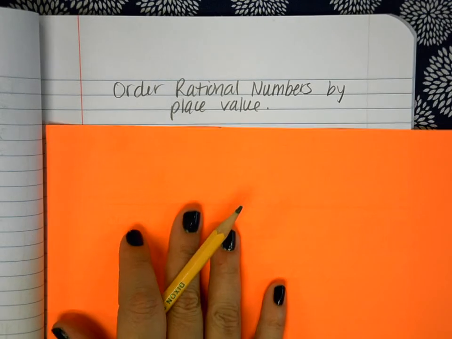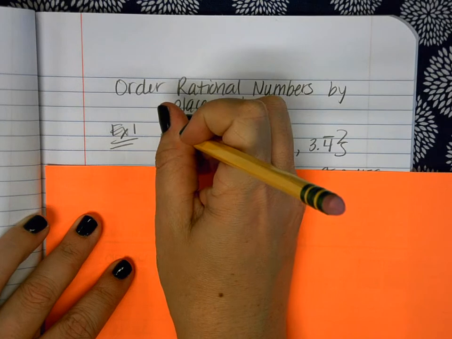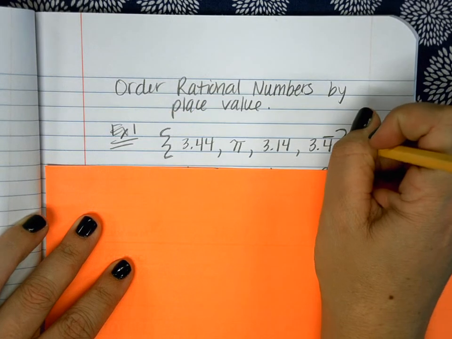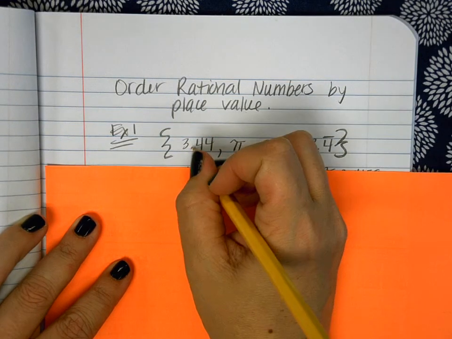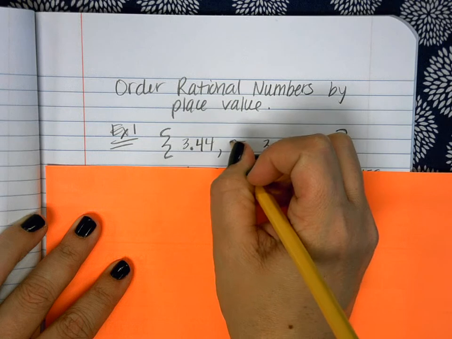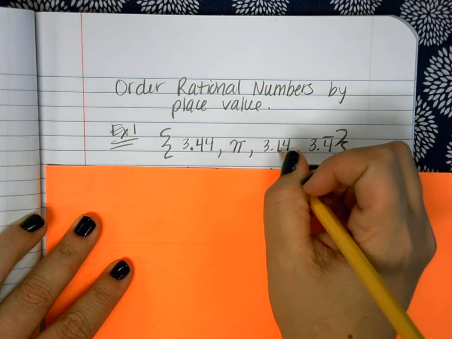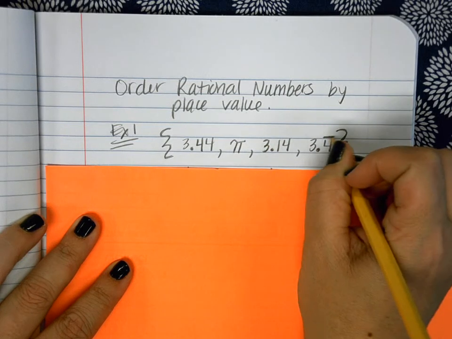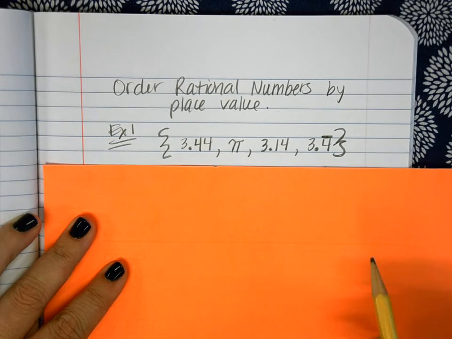Okay, so here's an example. You'll be given a number set. These little squiggly brackets, whenever you see those in math, that means number set. Okay, so we have 3.44, pi, which is 3.14, right? But it keeps going. We also have 3.14 ending, and we have 3.4 repeating. So we need to order them, and you always go from lowest to highest.